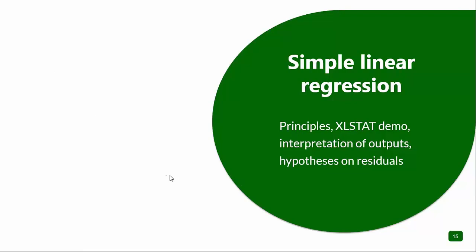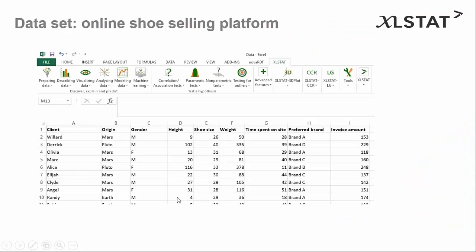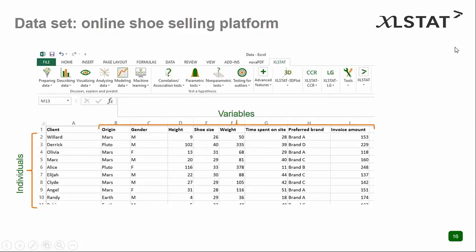So let me tell you about the data set we're going to work on. This famous data set comes from an online shoe selling platform. Here I have clients, which are individuals and which are stored in rows. Those clients are described by different variables stored in columns. Some of these variables are qualitative, like origin and gender, and some of them are quantitative, like height, shoe size, weight, invoice amount. So here's our data set we're going to work on.